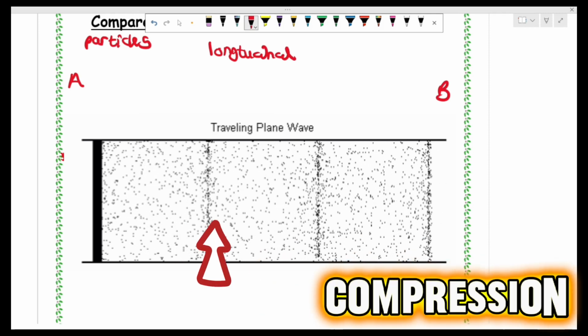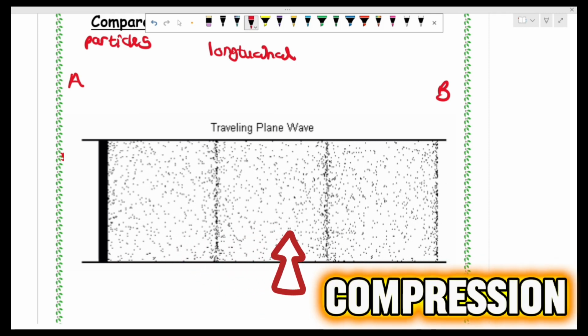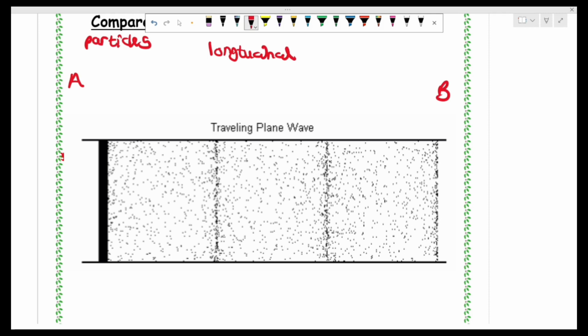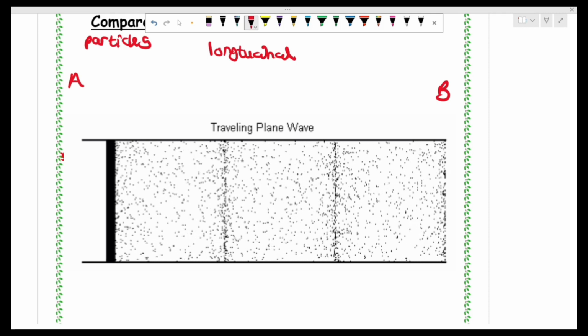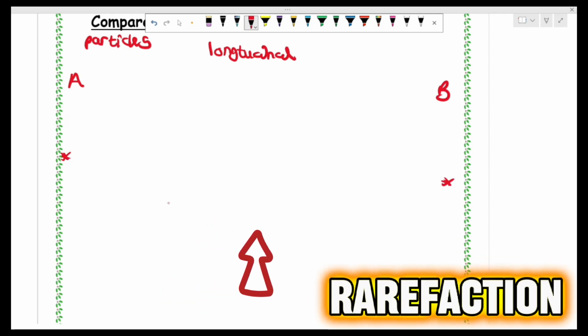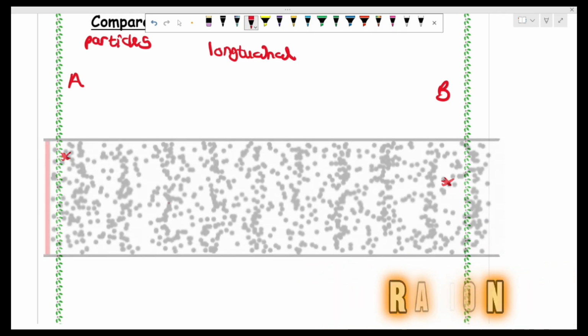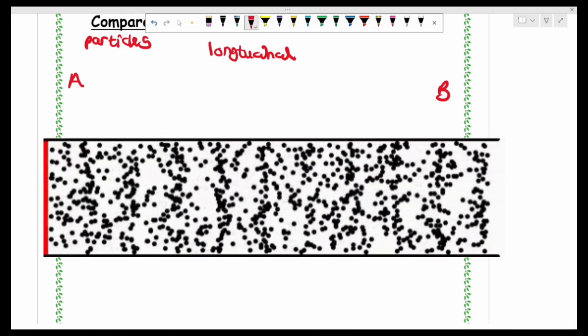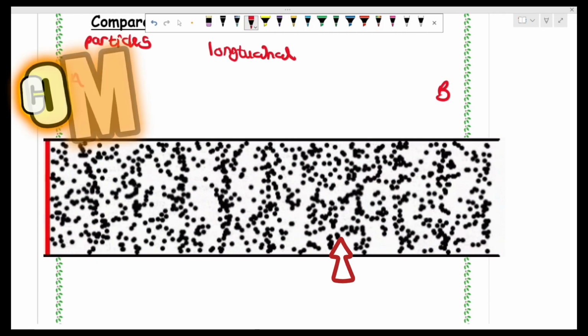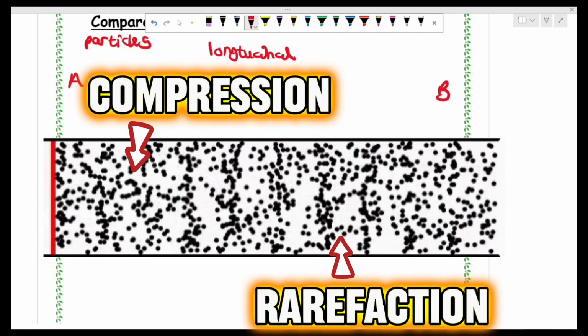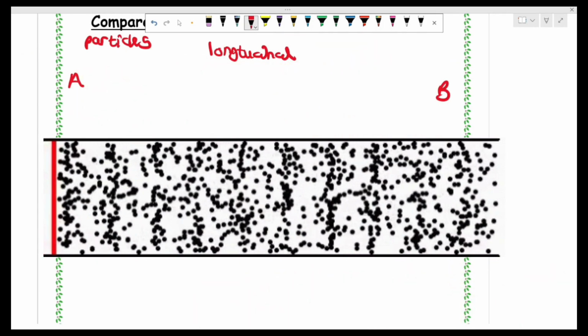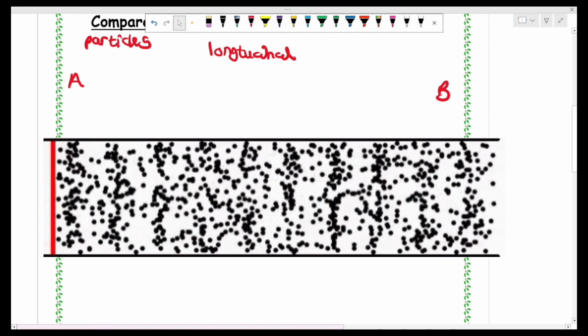It can be through compression, when the particles are closer together and the air pressure is higher than the surrounding air pressure. Or it can be rarefaction, where the particles are further apart. So they go compression, rarefaction, compression, rarefaction, and as that continues to happen, we can say that is a longitudinal wave.